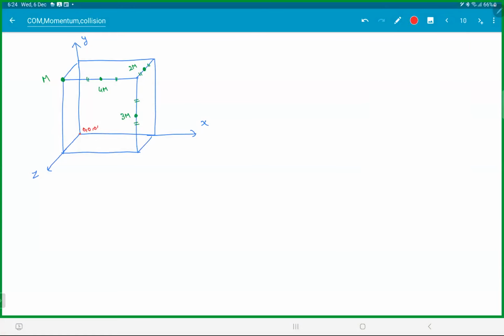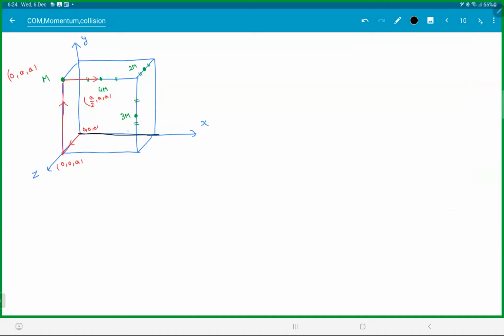How to find coordinates? If you travel along the x-axis, only the x-coordinate will change. If you travel along the y-axis, only the y-coordinate will change. So if you're traveling from this way to here, then this will be 0, 0, a. And then if you go up, you're traveling along the y-axis, so 0, a, a. If you travel this way, you're traveling along the x-axis, a by 2, a, a.